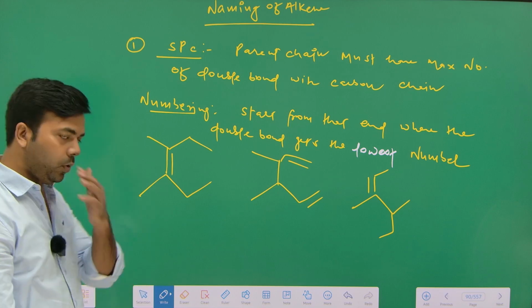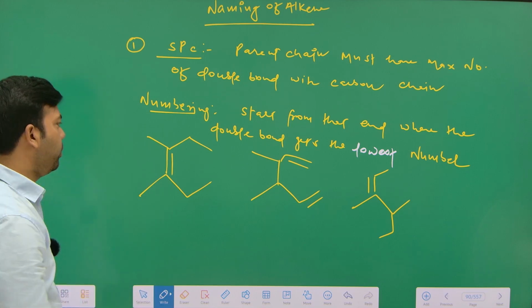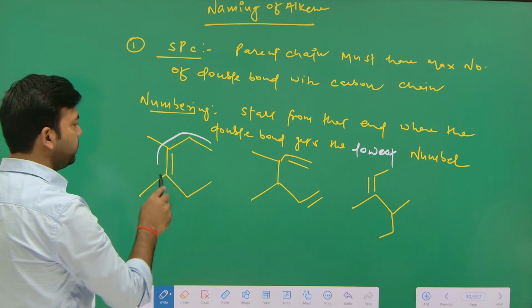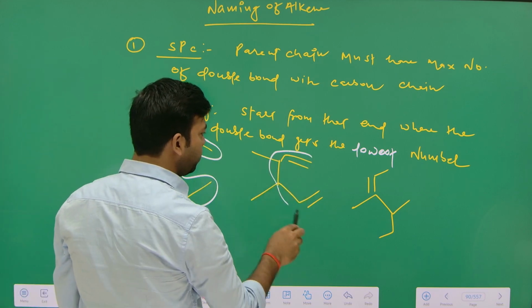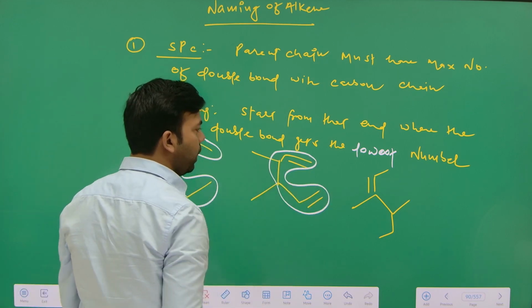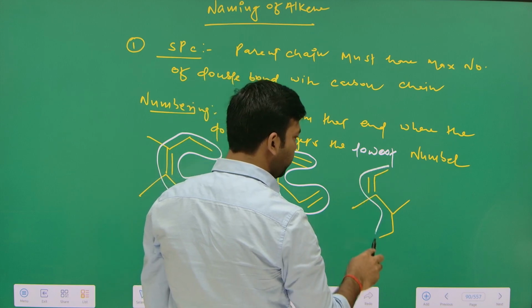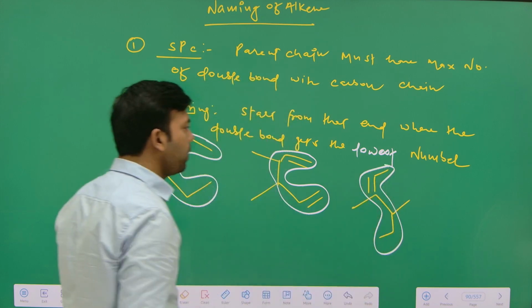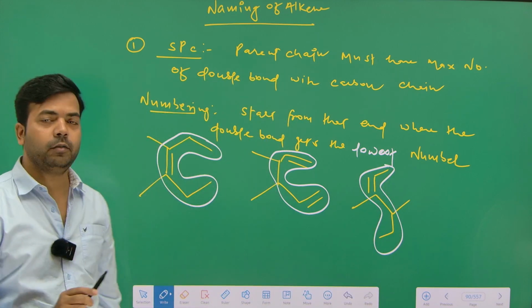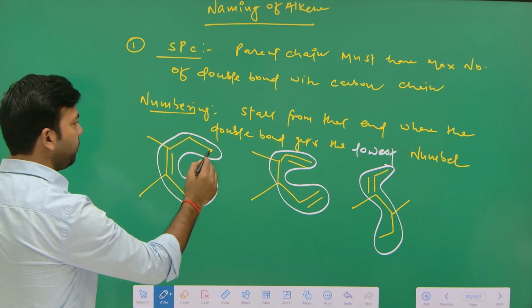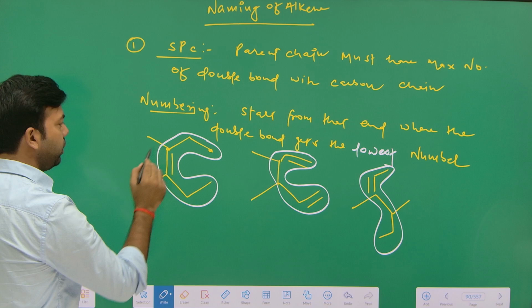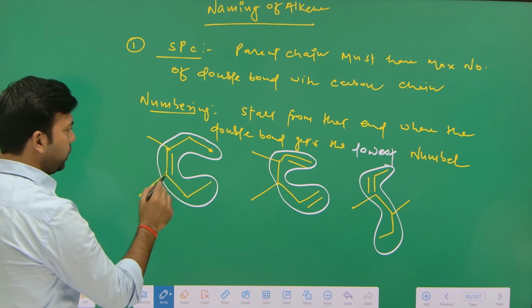So first we are going to select the longest carbon chain with a double bond. So this is my principal chain. Here this one is my principal chain because both double bonds are in the parent chain. And here we have this, the principal chain. Clear? So start numbering from that end where the double bond gets the lowest number. So if you start from this end, 1, 2, 3, 3 has a double bond.